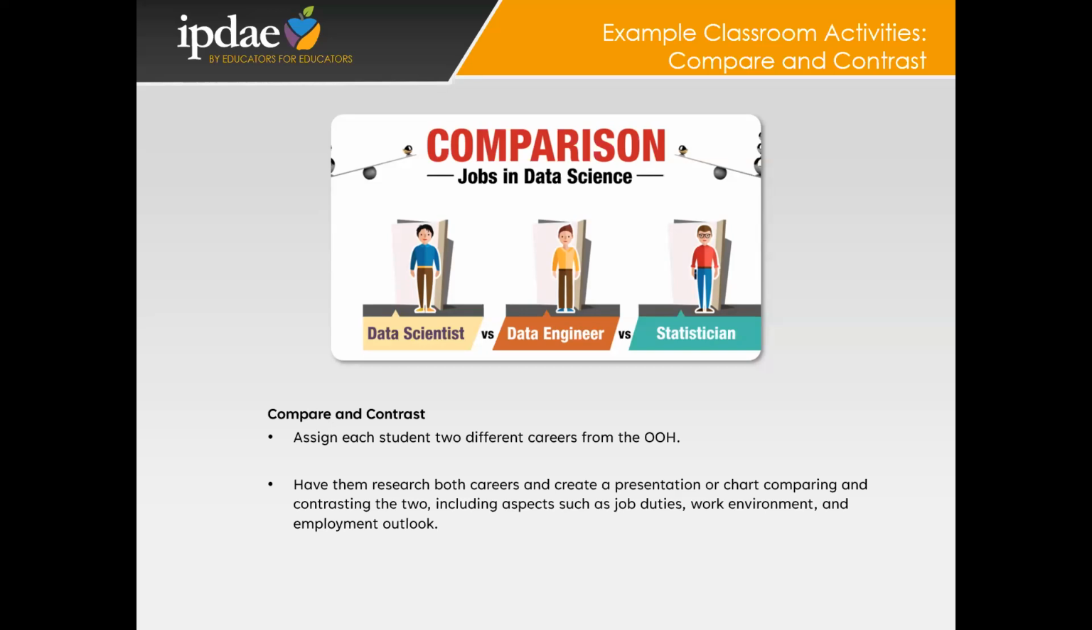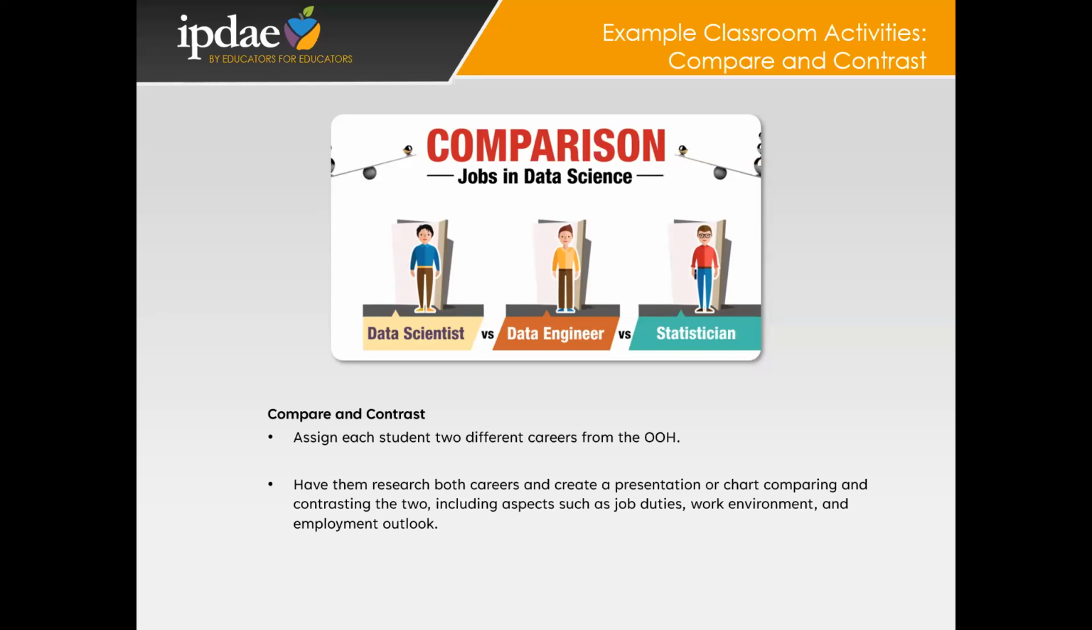The first step is career selection, in which a student is assigned 2 different careers from the Occupational Outlook Handbook. After that, they'll conduct detailed research on the job duties, work environment, and employment outlook. After their research is complete, students will analyze the information that they've gathered and identify similarities and differences between the 2 careers. They should aim to draw meaningful connections and distinctions that offer insight into each profession.